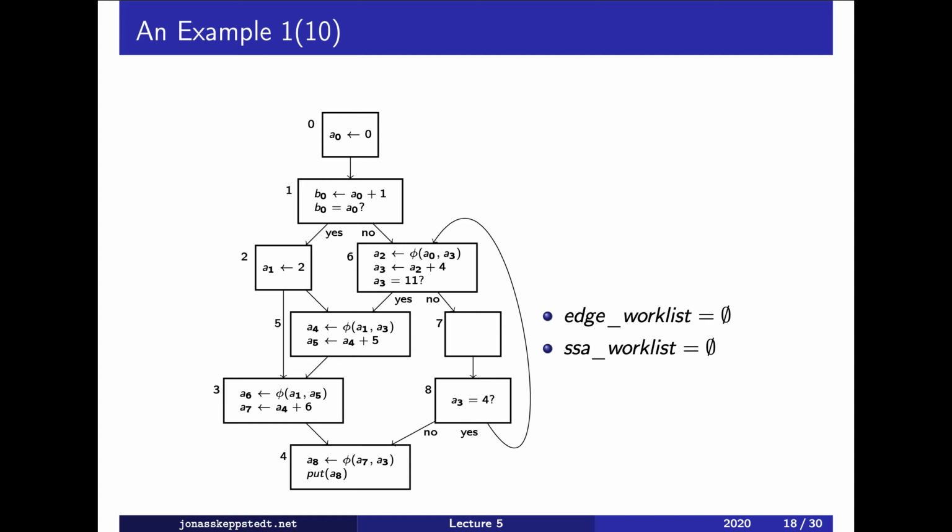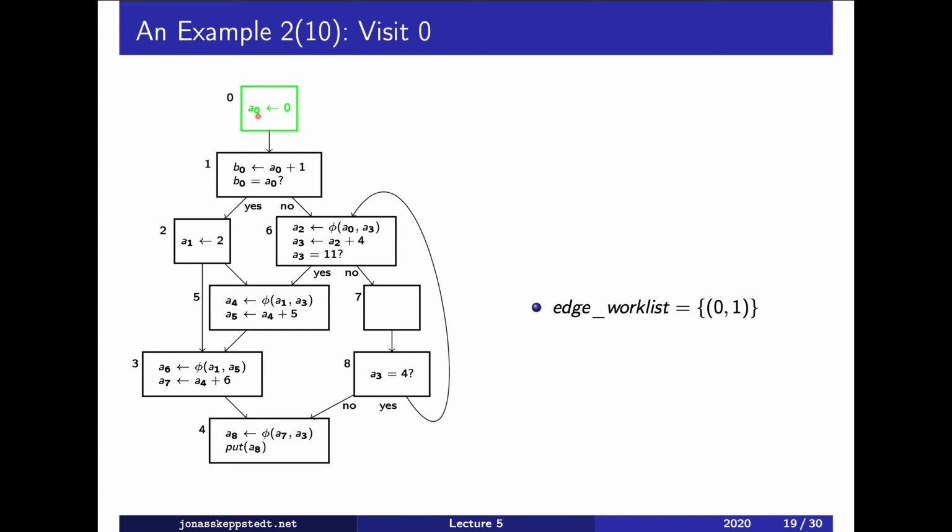Let's look at an example, and we simplify this by not showing the SSA work list. Well, in a way, both work lists are empty from the beginning, and we start interpreting the program in the start vertex. So we do this and add the edge from 0 to 1, and take out that edge and visit vertex 1 and interpret all the instructions there and conclude that B0 is not equal to A0, so we will add this edge.